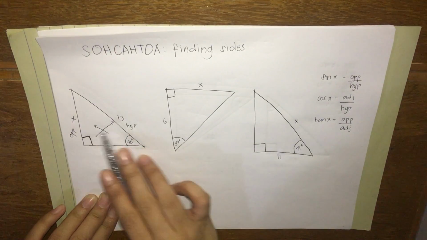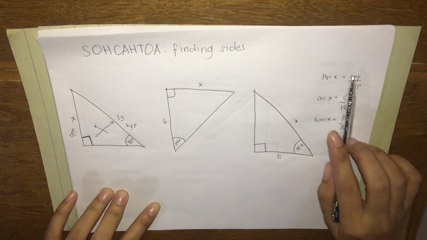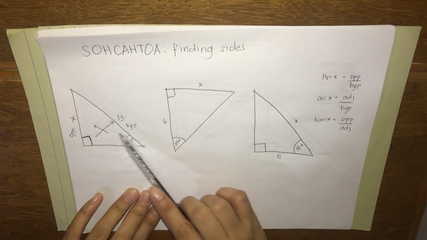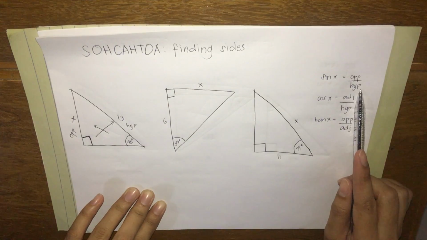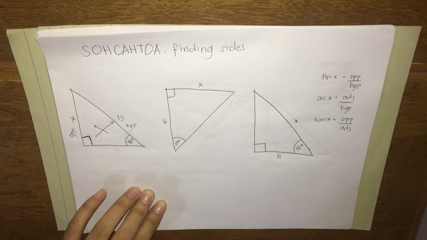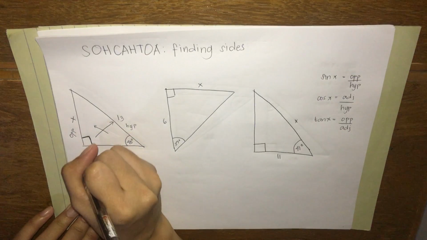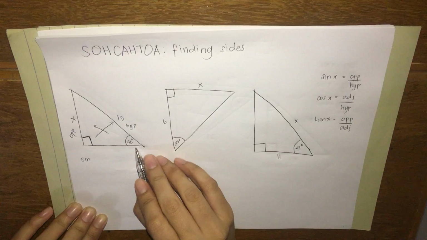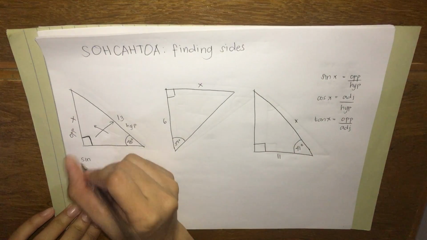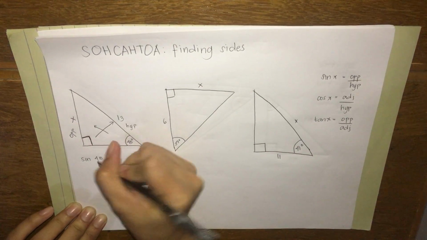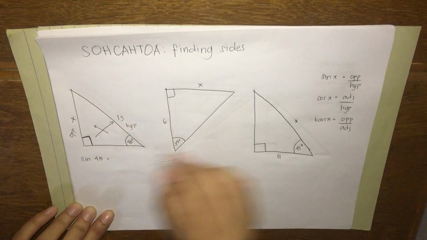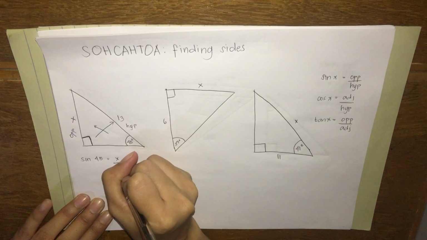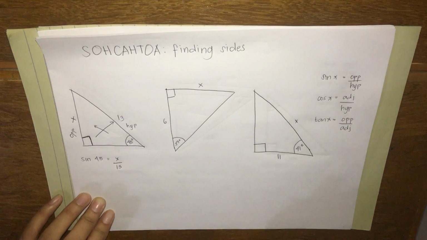we're going to find which equation we are going to use. We have the opposite and the hypotenuse, so we are going to use the sine equation. We write sine of x, which is the angle. So sine of 45 is equal to the opposite, which is x, over the hypotenuse, which is 13.